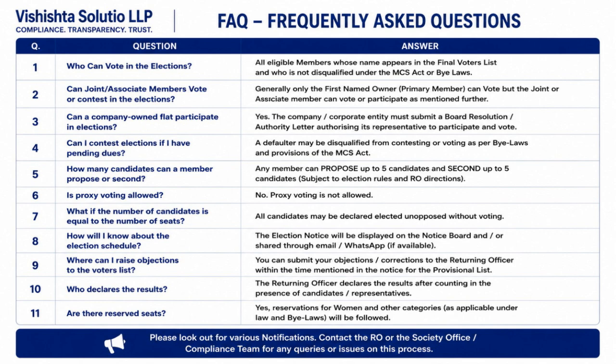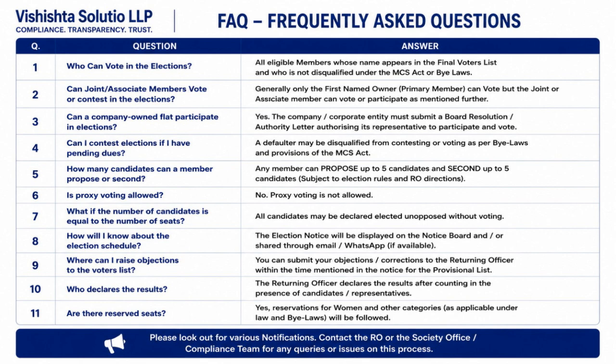If you have pending dues, be aware that you might be disqualified from voting or contesting in the elections according to the bylaws and MCS Act provisions. A member can propose up to 5 candidates and second up to 5 candidates, but this is subject to the election rules and guidance from the returning officer. Proxy voting is not permitted, so votes must be cast personally.